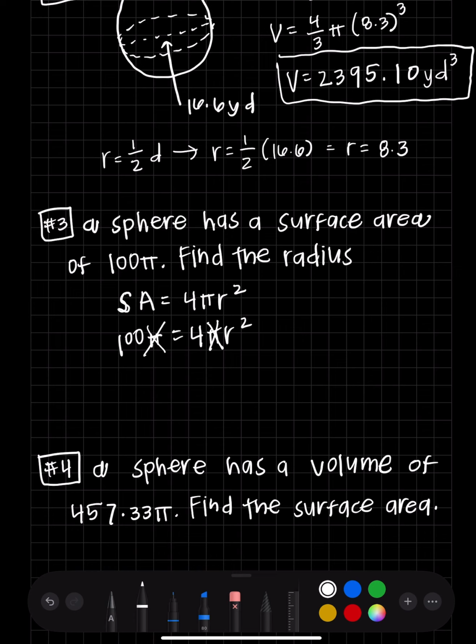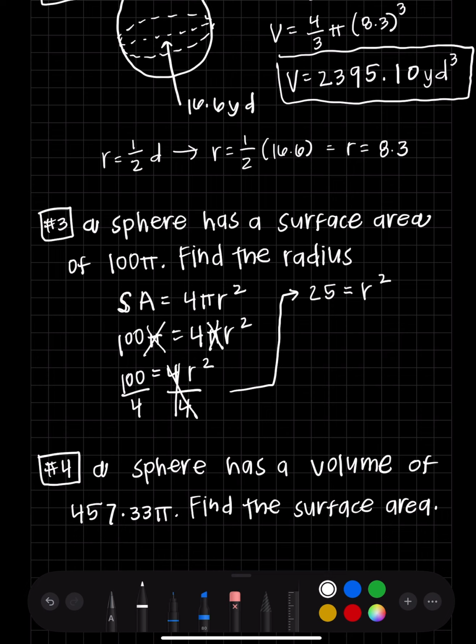So I'm left with 100 is equal to 4r squared. Now we're going to solve this like a normal equation, so I want to get that r by itself. The first thing I would do is divide each side by 4. I'm going to take my work up here because I ran out of space. If I divide each side by 4, I have 100 divided by 4, which gives me 25. And then the 4's on the other side will cancel each other out, so I'm just left with r squared.